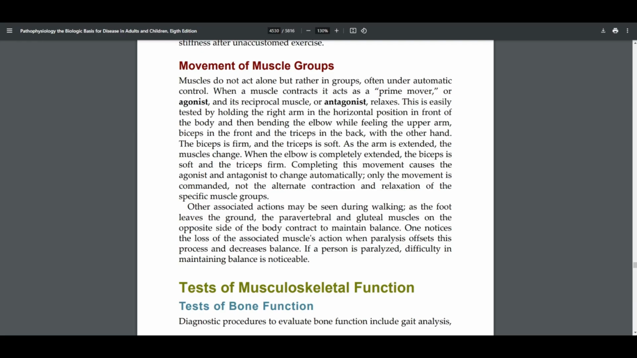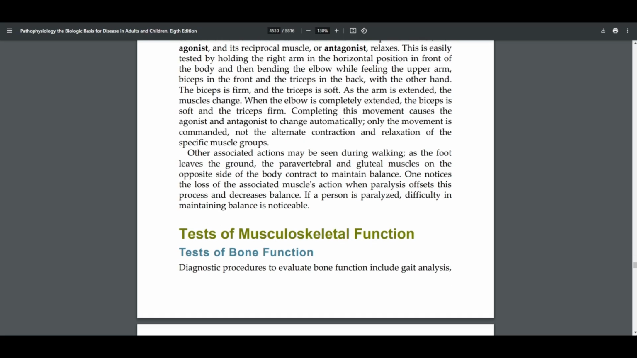One notices the loss of the associated muscle action when paralysis offsets this process and decreases balance. If a person is paralyzed, difficulty in maintaining balance is noticeable.